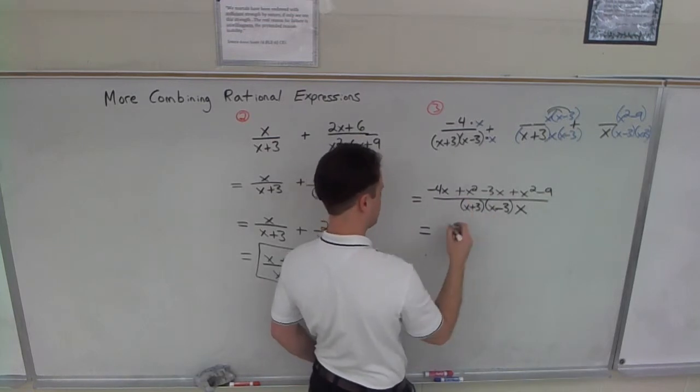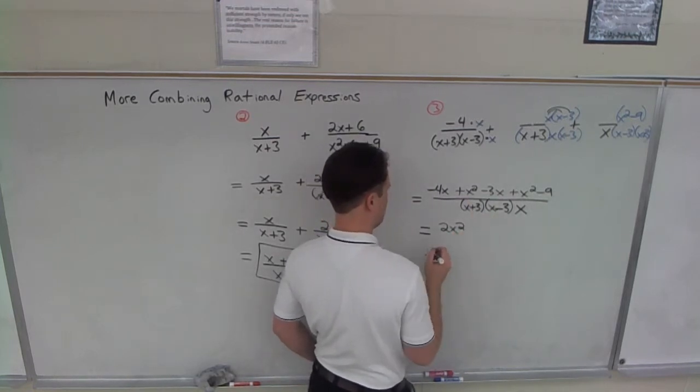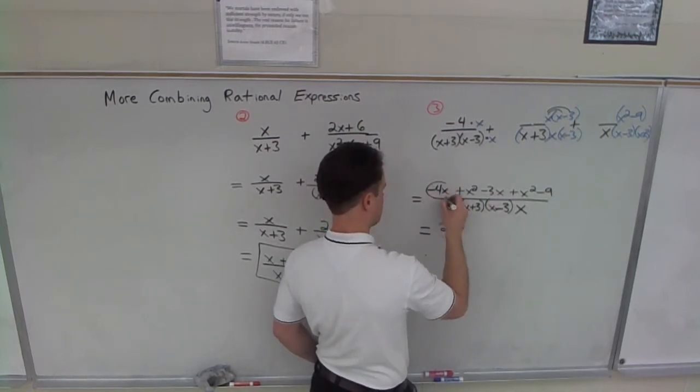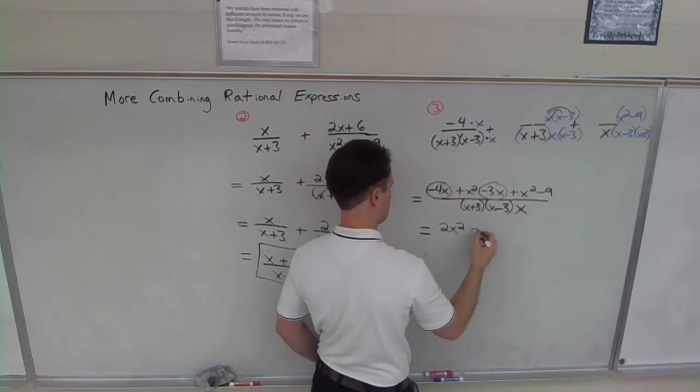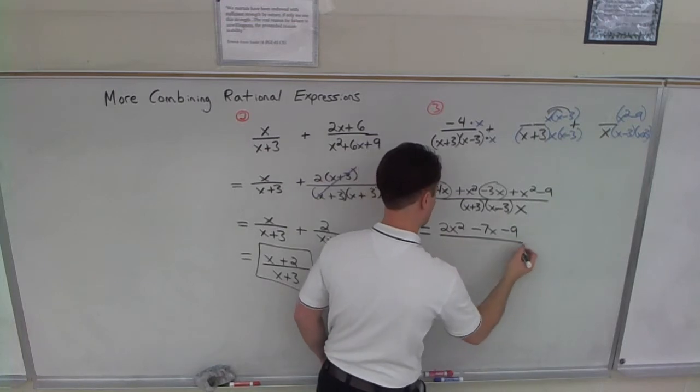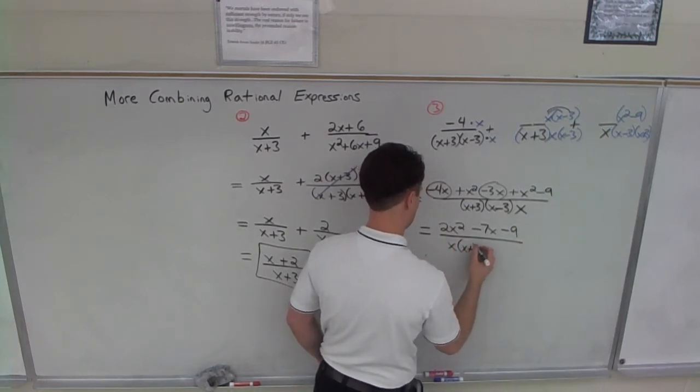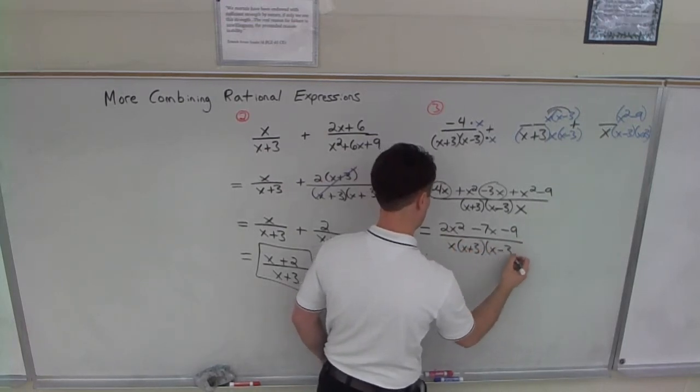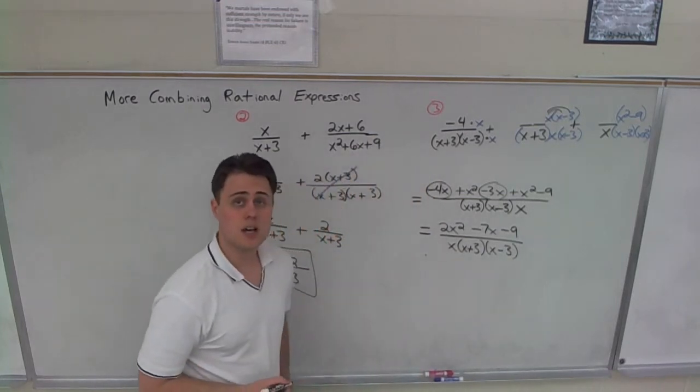Let's see, we've got 2x squared, negative 7x from this and this, and minus 9. Okay, so there's that guy factored out.